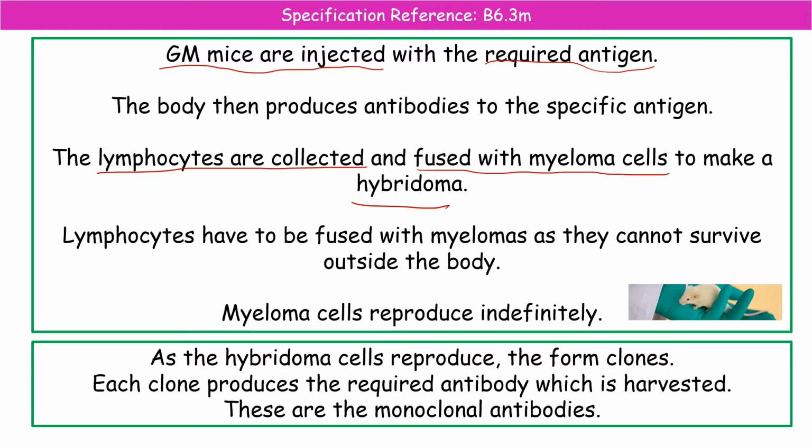So those are your key points, if you like, to make sure you always include in the answer. The reason that we have to use this fusion with myelomas is lymphocytes can't actually survive outside the body. And myelomas are pretty special because they can reproduce indefinitely. So once we've made it, we can just keep making more and more copies of that hybridoma and therefore make large quantities of these monoclonal antibodies.